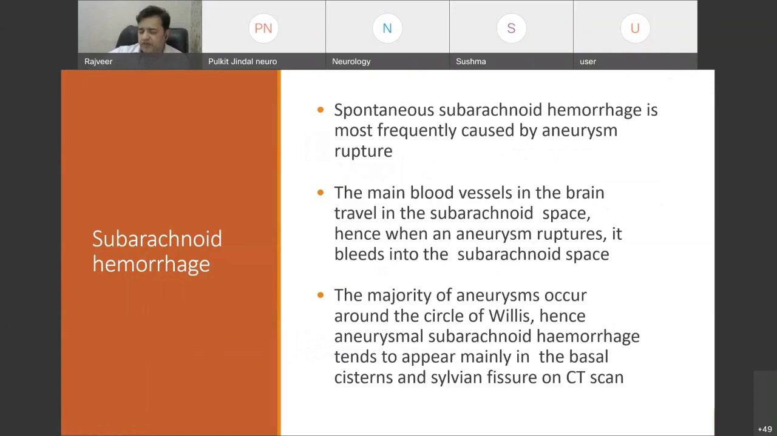Spontaneous ICH, we see many cases of spontaneous ICH in our emergency. The most common cause is aneurysmal rupture, because most of the major blood vessels like PCA, ICA, MCA travel in the subarachnoid space. So when an aneurysm ruptures, it bleeds into the subarachnoid space. And the majority of these aneurysms occur around the circle of Willis.